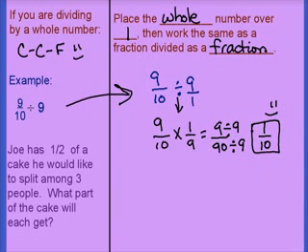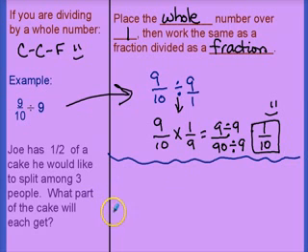Okay, so we have one more example. Our last example is a word problem example. I want to leave that up for you there while still allowing room to solve our word problem. Joe has 1/2 of a cake, and he would like to split it among 3 people. What part of the cake will each person get?